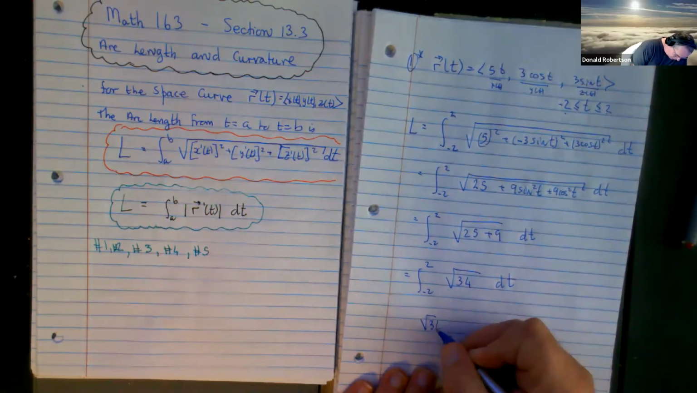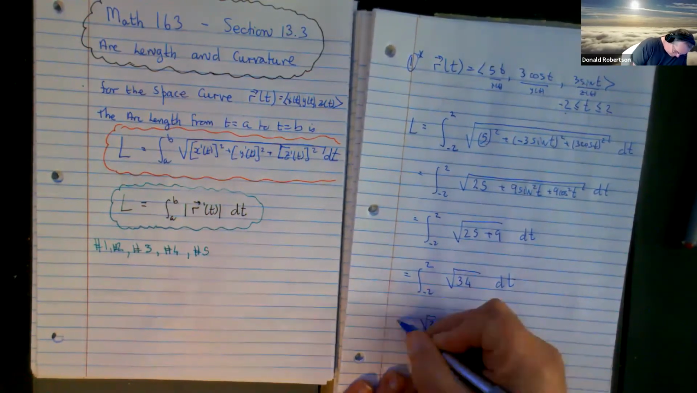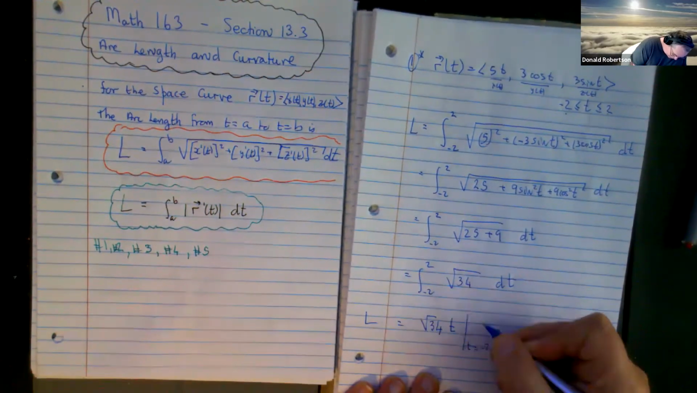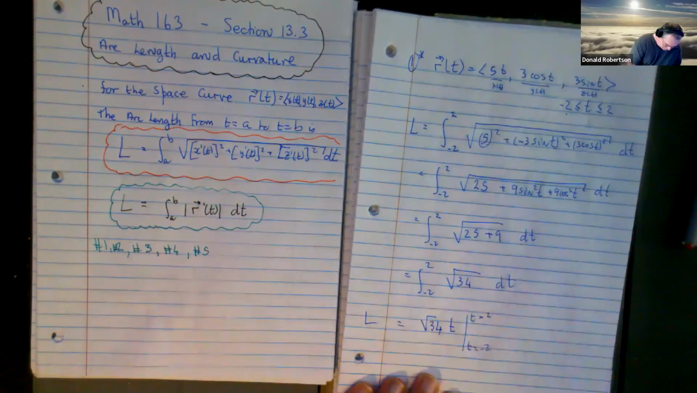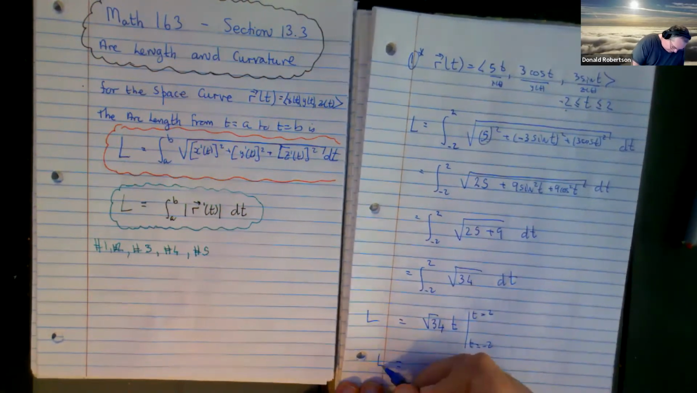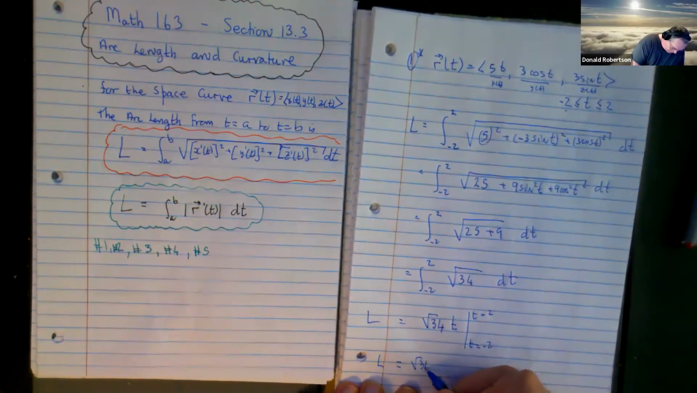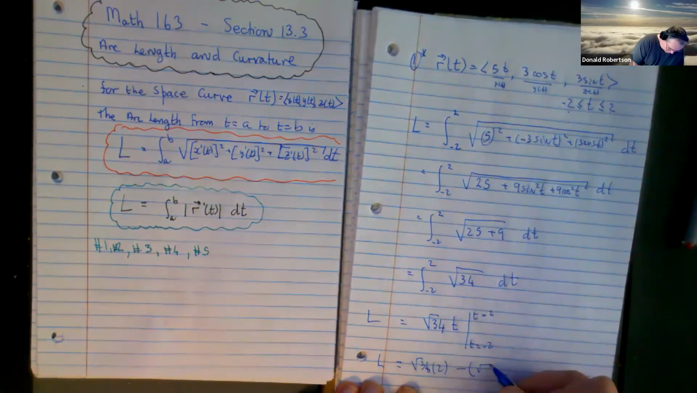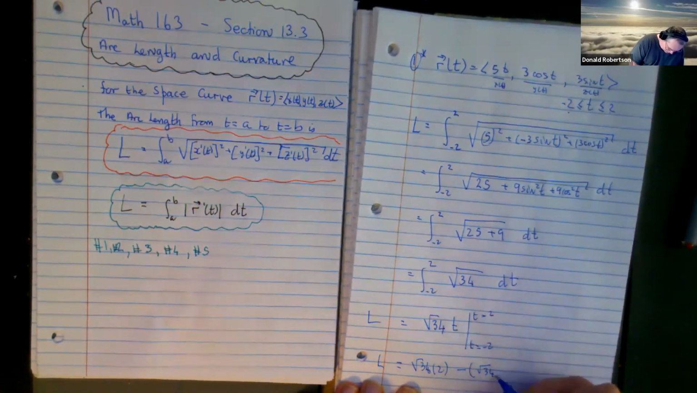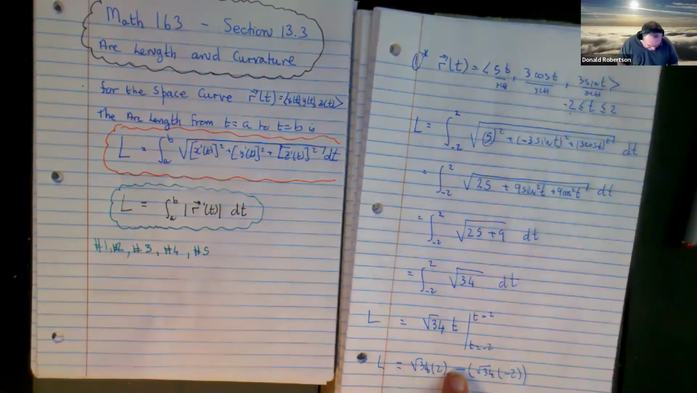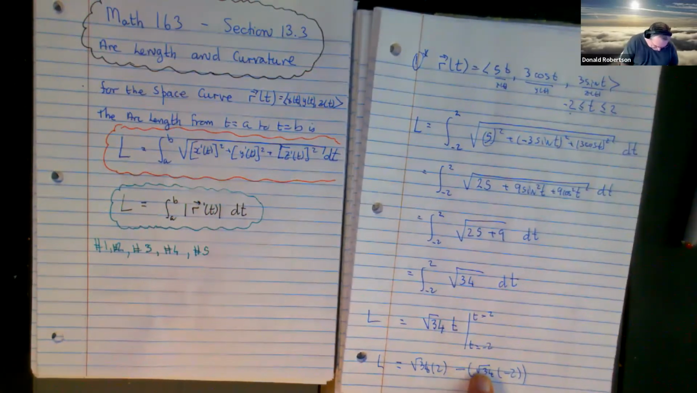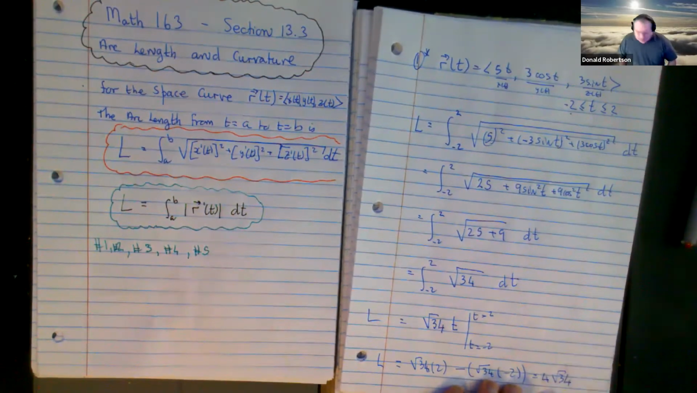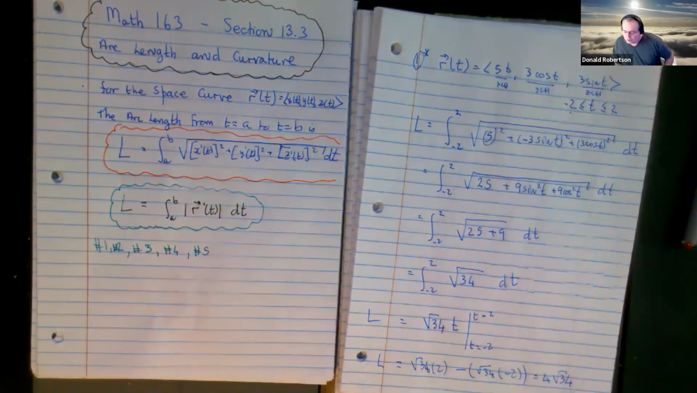Square root of 34 t, evaluated at, in this case, -2 to +2. That will get me the square root of 34 times 2, take away the square root of 34 times -2. Those combine to make it plus, so 2 of them plus 2 of them. Final answer, the arc length would be 4 root 34.